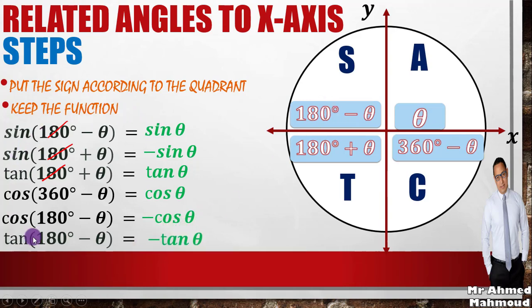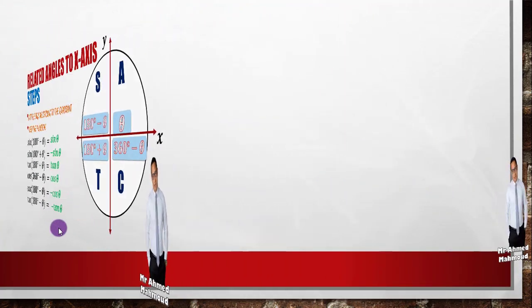In all of them, notice that I keep the function without change: sine, sine, sine, sine, tan, tan, cosine, cosine, cosine, cosine, tan, tan. The same rules are used with sec, cosec, and cotan. Now let's study the negative angles.